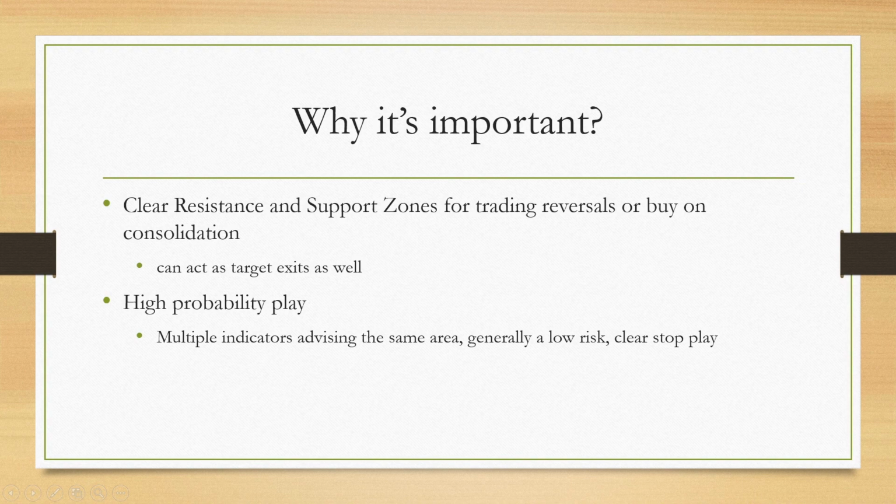It's a high probability play as well, because generally multiple technical indicators are advising you that that area is giving a sort of signal for you to either buy or sell. And it gives you a very clear stop level, which is usually below the area of confluence. It's a low risk, clear stop play, so it's really good for your risk to reward.